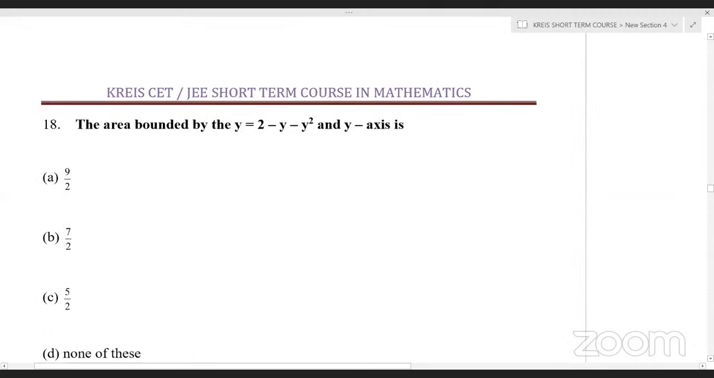The area bounded by the line or the curve y is equal to 2 minus y square, and you are having the y axis.